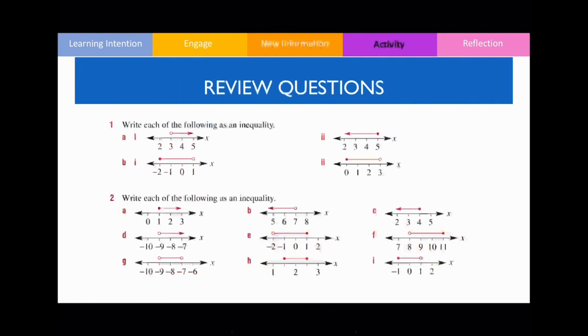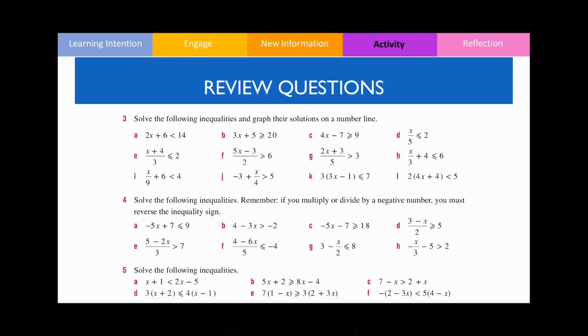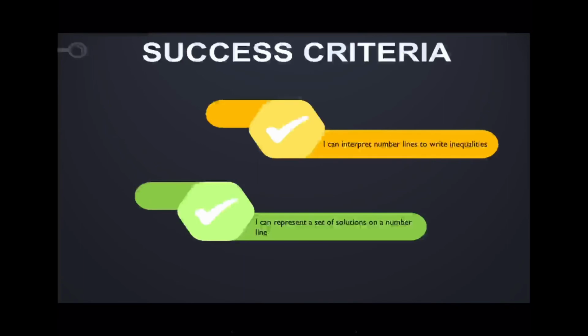What I want you guys to do right now is answer these questions over here. I want you to answer questions 1, 2, 3, as well as questions 4 and 5, okay? If you do this, then you should have a great understanding of how to solve linear inequalities and be able to represent them on a number line. So hopefully you are able to address the success criteria.